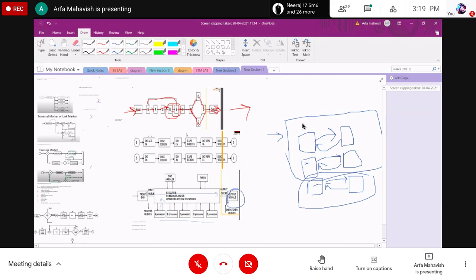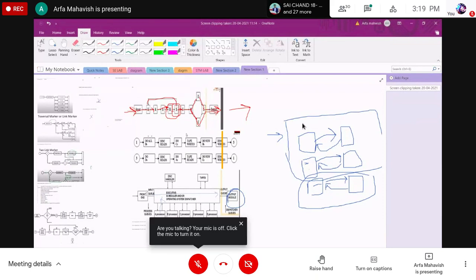So are you clear with this, guys? Hello, are you clear with this? So these are the three examples of the transaction flow graph. So now are we clear with this or not, guys? What is the transaction flow?